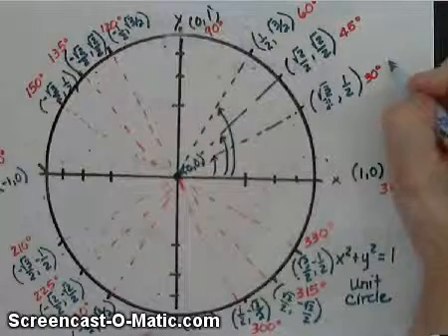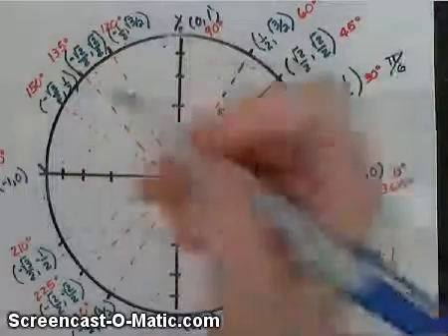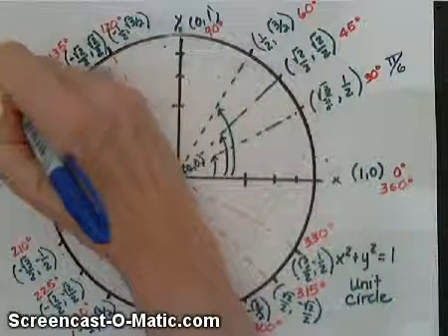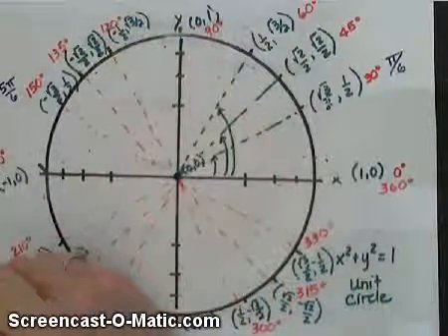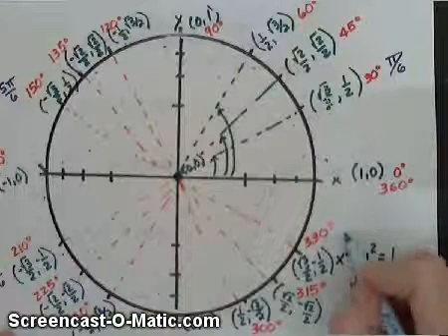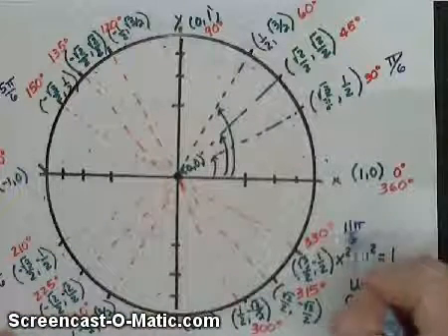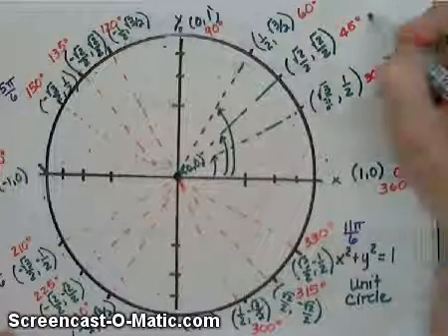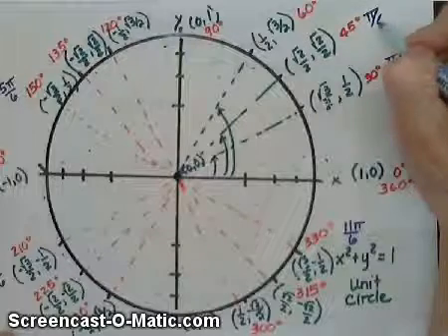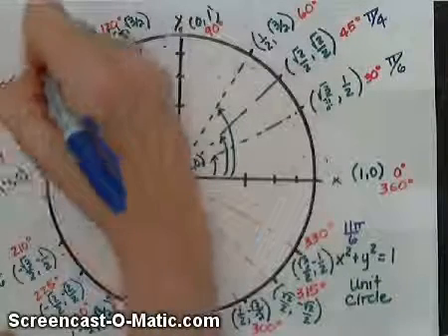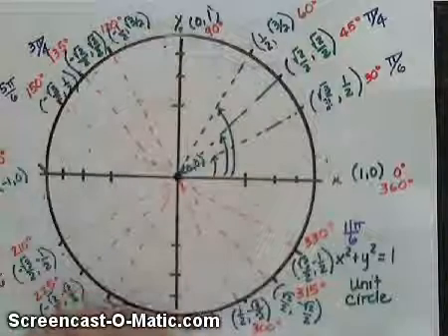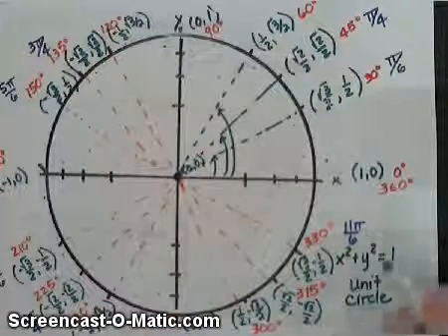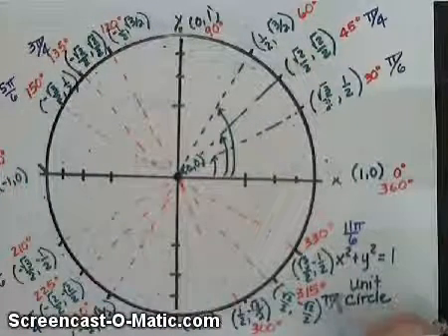I'm going to write the radians in blue. This is pi over 6. This is 5 pi over 6. This is 7 pi over 6. And this is 11 pi over 6. Then in the 45s, this is pi over 4. This is 3 pi over 4. This is 5 pi over 4. And this is 7 pi over 4.